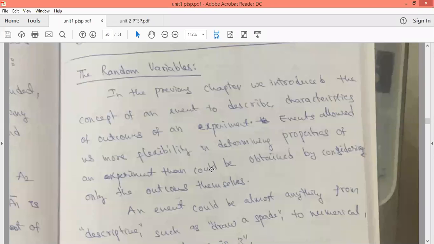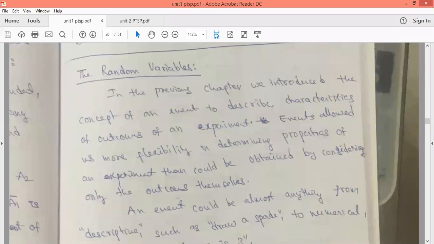Now we'll discuss what a random variable is. In the previous topics, we discussed that we conduct an experiment, and all possible outcomes of the experiment are called the sample space. We also discussed that there are some outcomes of interest, which we define as an event.